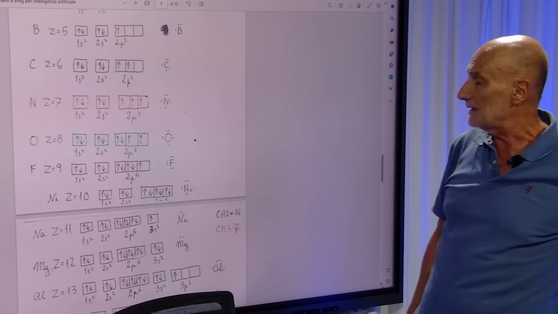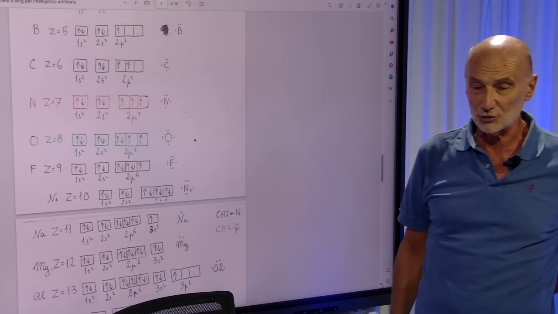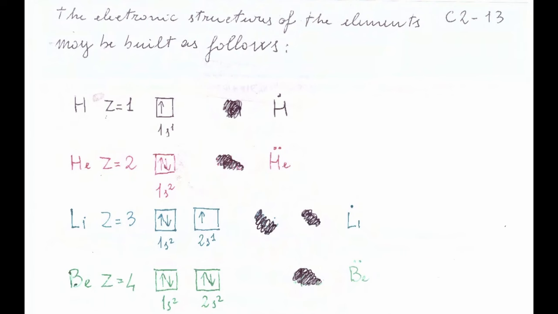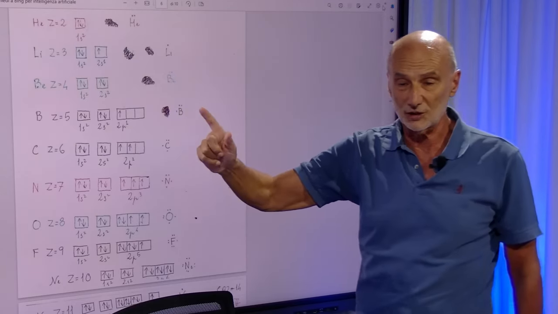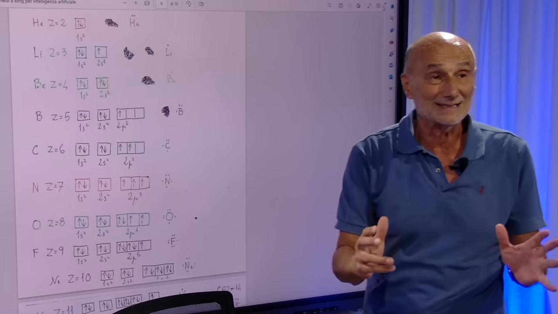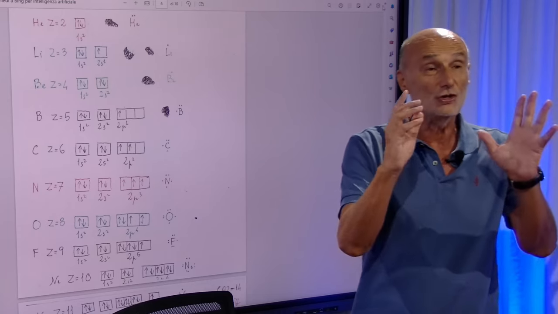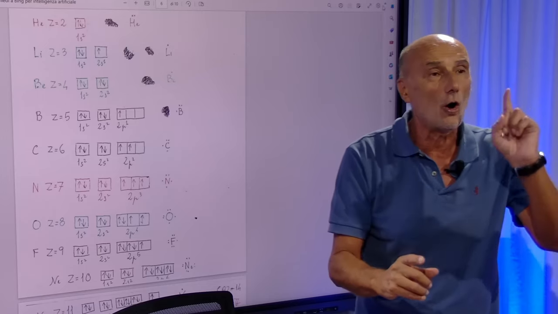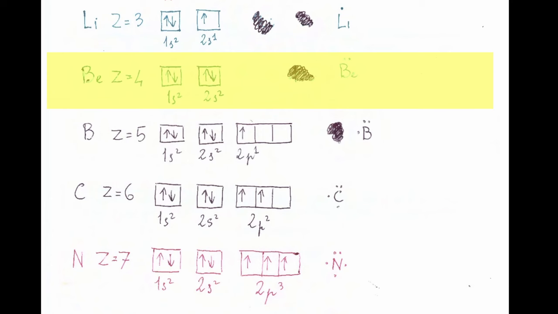If we compare the electron structure of lithium with the electron structure of sodium, we see that they have the same number of electrons, one, located in the outer shell, and they exhibit the same electronic symbol, which denotes the presence of only one electron in their outer shell.